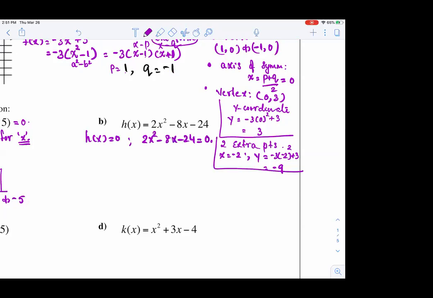Can we just factor for the GCF first? Yeah, you have to. Every single time you're factoring, that's the first thing you're doing. You're taking the 2 out. When you take the 2 out, what goes in the parentheses? X squared minus 4x minus 12. Correct. It's equal to 0.